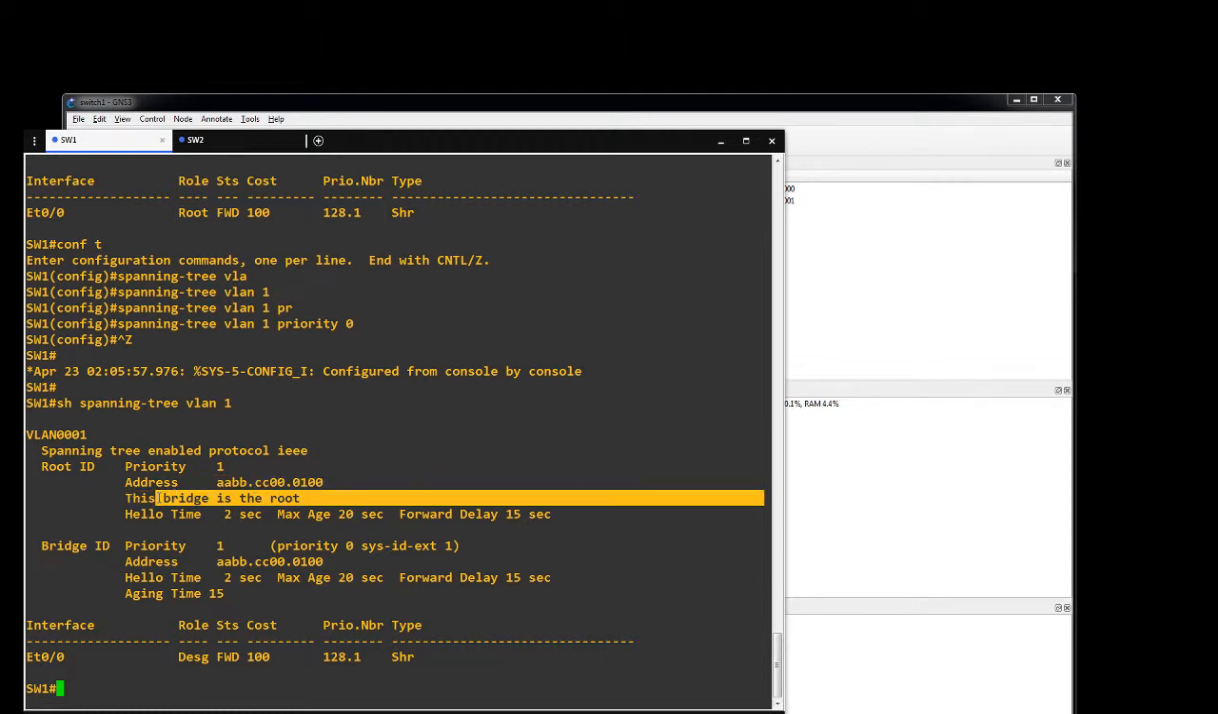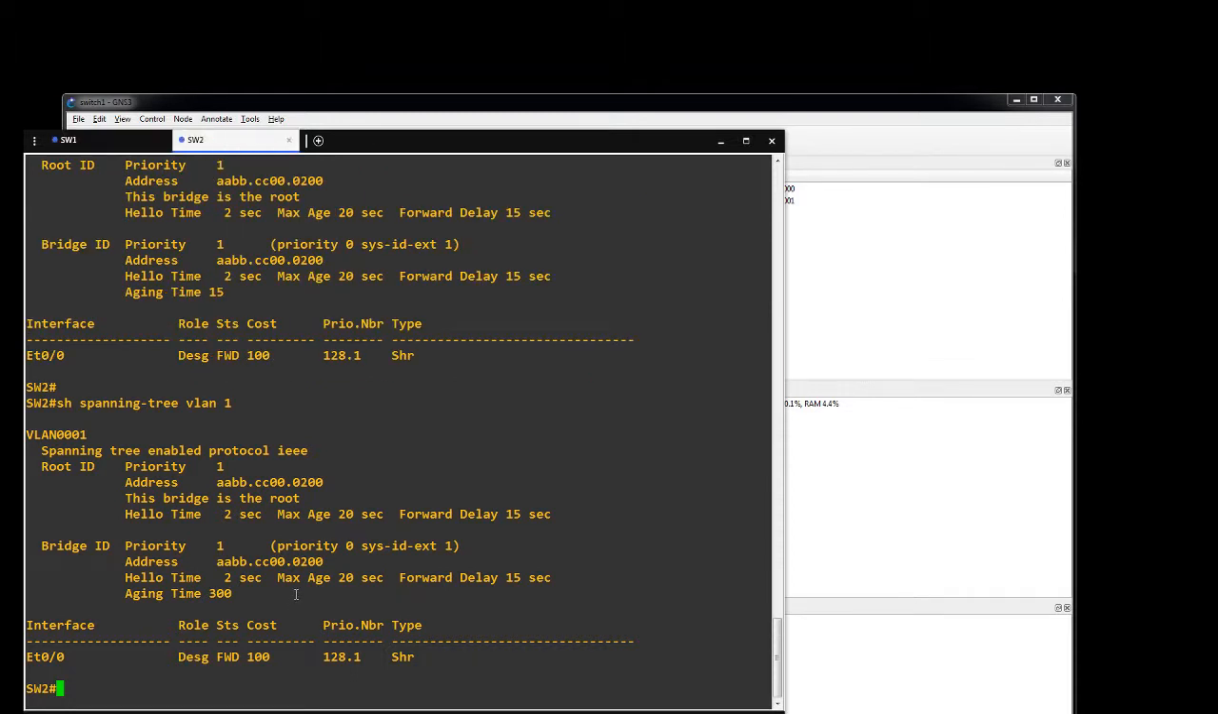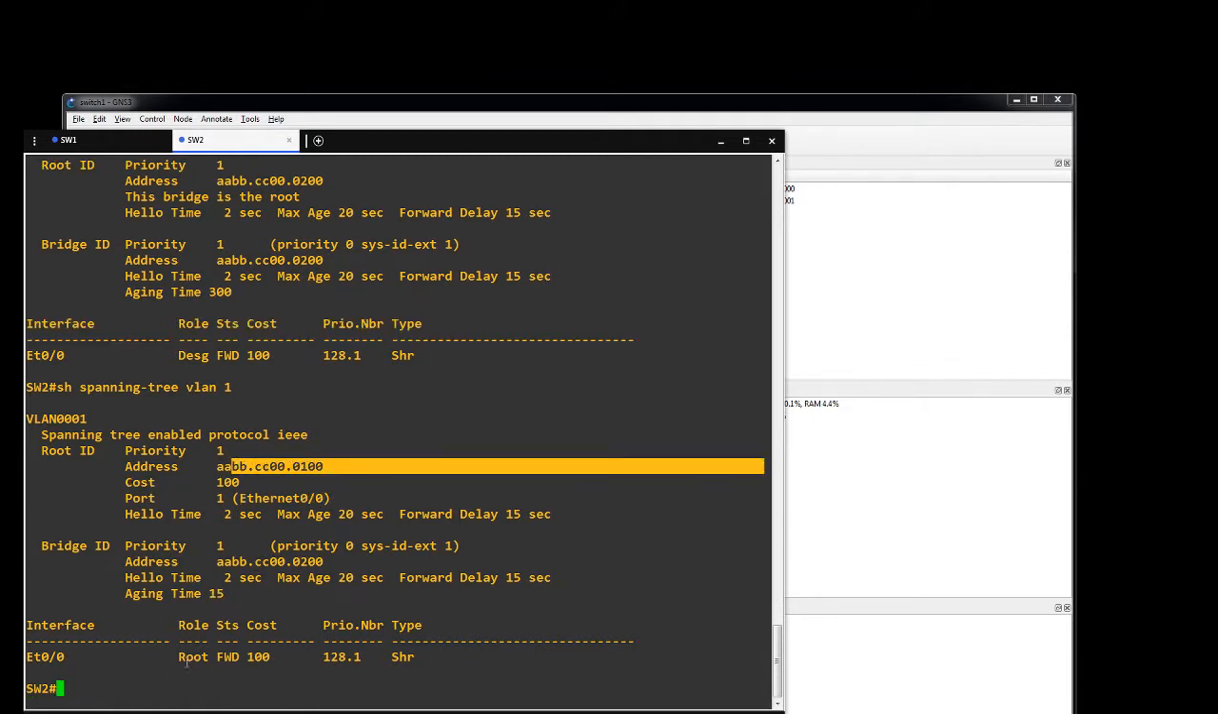And what you're going to find on root bridges, all your ports are going to be designated and forwarding. The cost is 100 because this is plain Ethernet, not Fast Ethernet or Gig Ethernet. Now this one ought to say 1 is the root again, which it does. And his port's going to be a root port because that leads to the root bridge, which is 1. Root and forwarding.